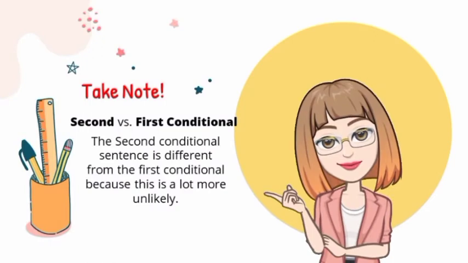And take note of the difference between second and first conditional. The second conditional sentence is different from the first conditional because it is a lot more unlikely. The first conditional describes things that I think are likely to happen in the future, and the second conditional talks about things that I don't think will really happen.